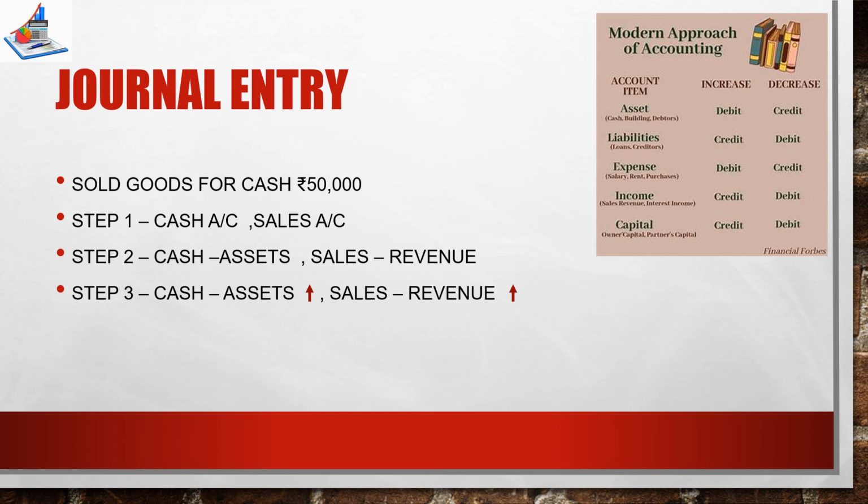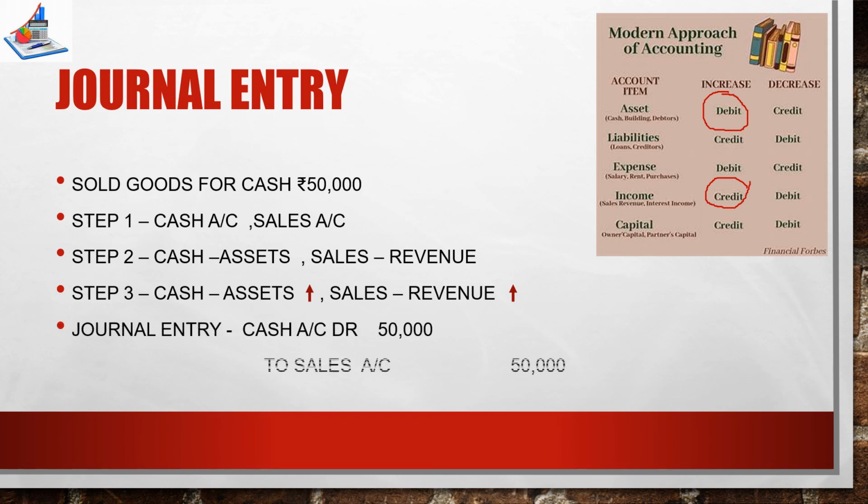So according to the rule, if any asset increases, it goes in the journal entry on which side? Debit side. Sales is what? Obviously, when you are making a sale, it's a revenue for your company. So if any revenue increases, it goes on which side? Credit side. So again, my journal entry is complete after this modern classification rule, which says cash account debit to sales account. I hope you have understood.